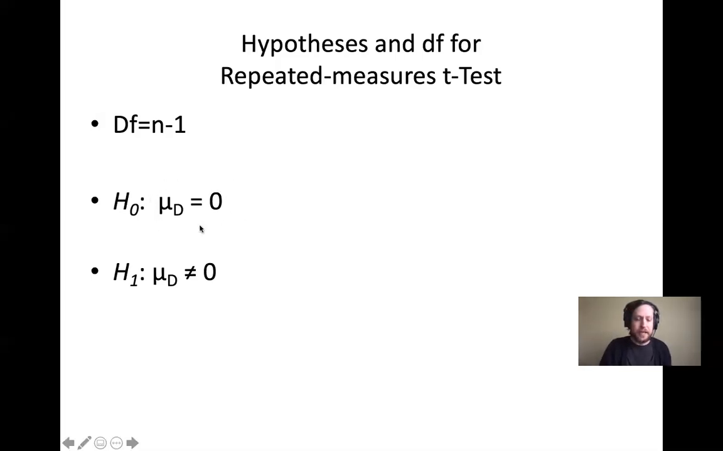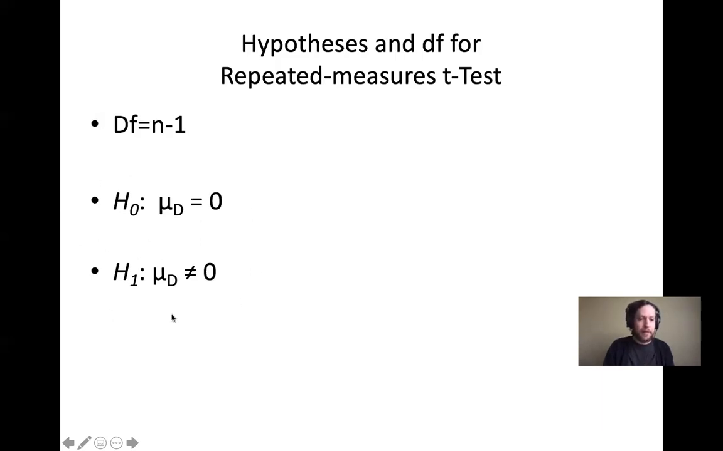Mu sub d equals 0 basically is saying when there's no effect, when there's no difference in the means of the two conditions, then when we're calculating the difference score, the score of condition 2 minus the score of condition 1, when we do that for all of the participants and then take the mean of all of those different scores, that mean should be 0. If there's no difference between the two conditions and we take those different scores for all the people, add them together, divide by the total amount of people, that mean should be 0. So this is the null hypothesis. The mean difference score should be 0 is what this says.